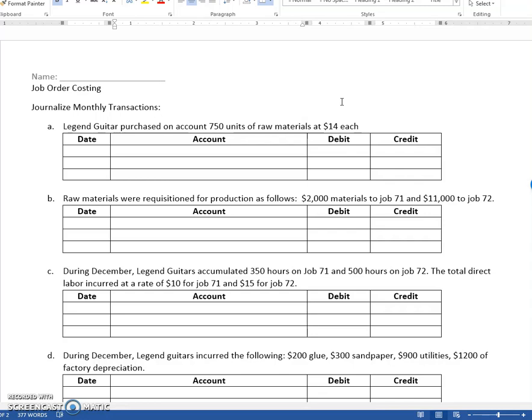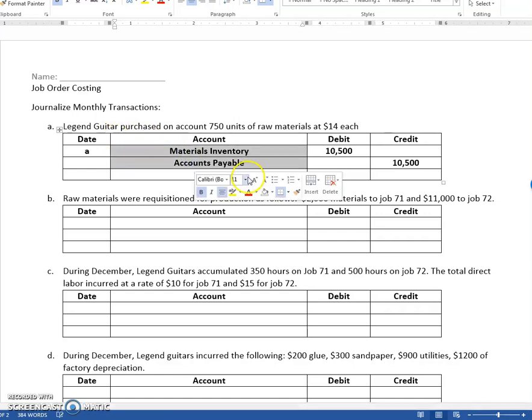And so let's just start at the very beginning. We've got Legend Guitar purchased on account 750 units of raw materials at $14. So this is going out and buying our raw materials. So if we bought 750 at $14, you multiply, and we find that we bought 10,500. So for this particular one, we're going to have materials inventory for 10,500. And it says that we did this on account, so that will be accounts payable. We promised to pay for it later. So our materials went up, and so did our accounts payable.